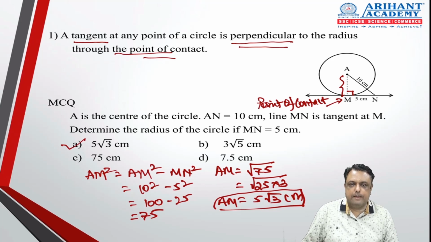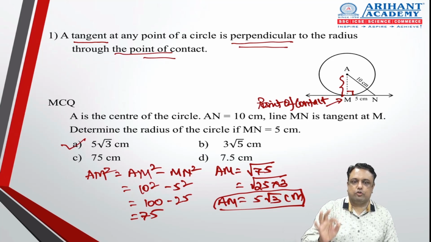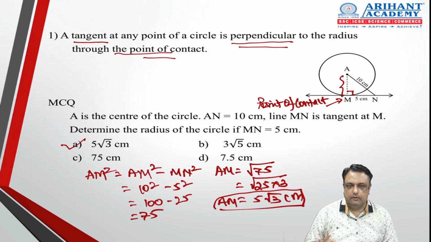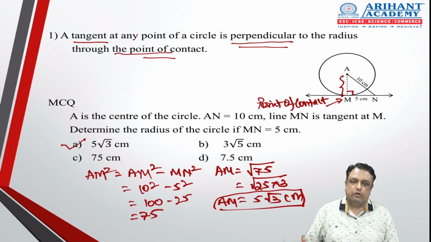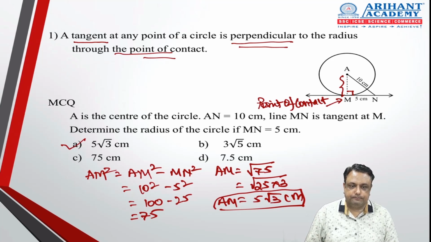Very easy concept. One point which is common to the circle and the tangent is the point of contact. Join that point of contact with the center. When you join the point of contact with the center, you will know that it is the radius, and that radius will be perpendicular.